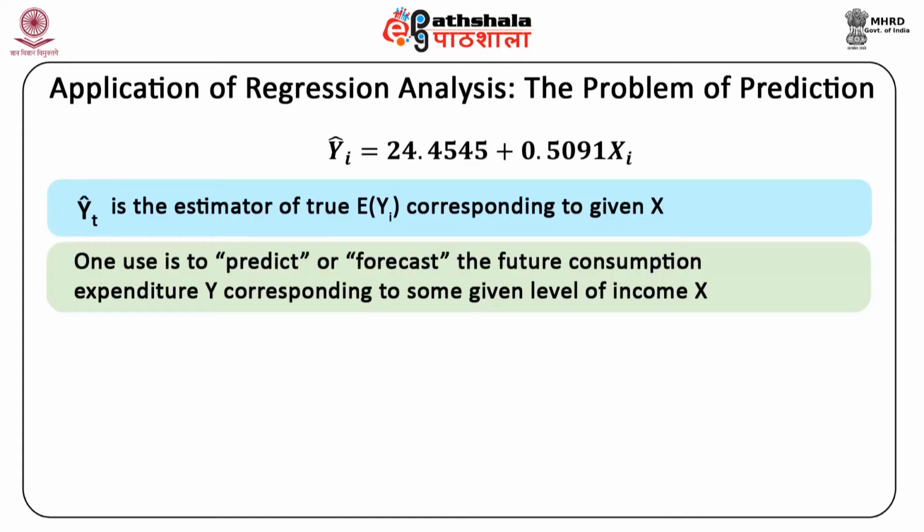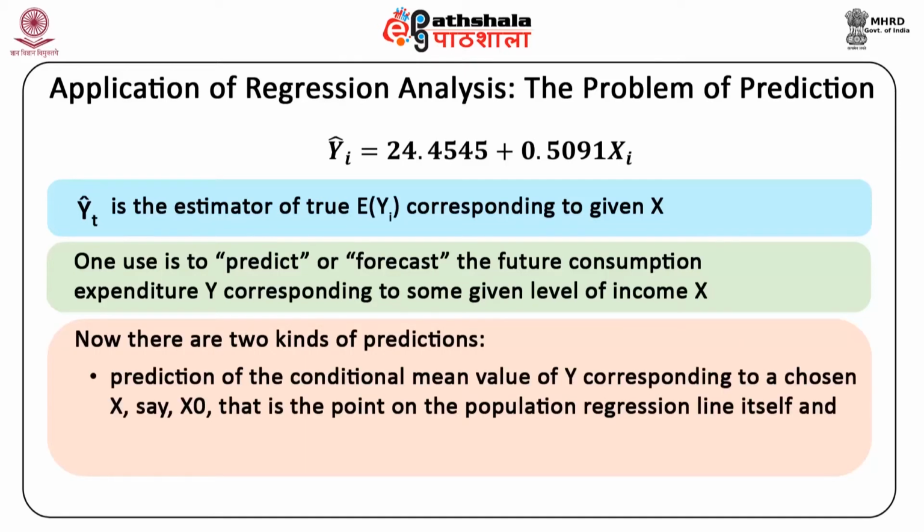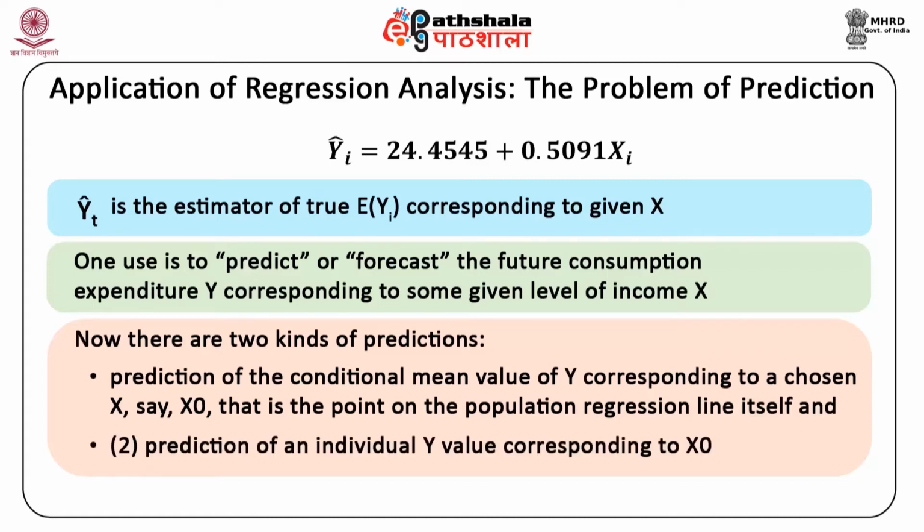Now, one use is to predict or forecast the future consumption expenditure Y corresponding to some given level of income X. Now, there are two kinds of predictions. One is the prediction of the conditional mean value of Y corresponding to a chosen X, say X0, that is, the point on the population regression line itself. And the second is the prediction of an individual Y value corresponding to X0. We shall call these two predictions the mean prediction and the individual prediction.